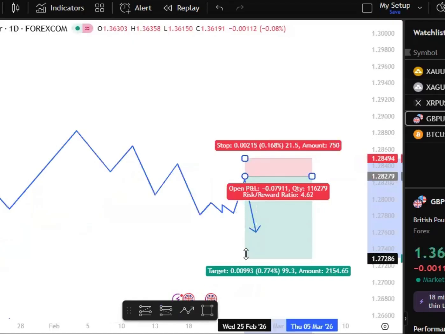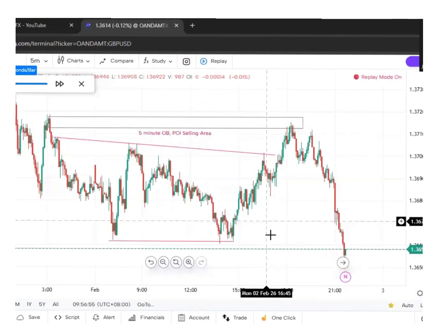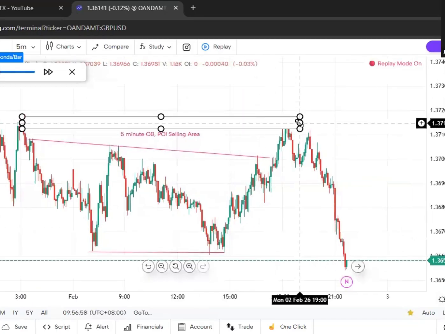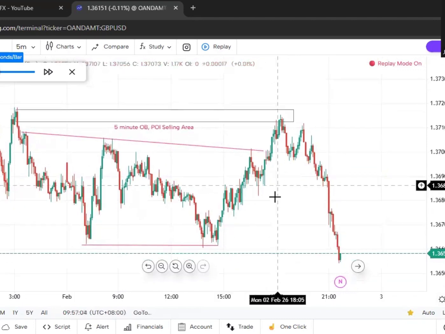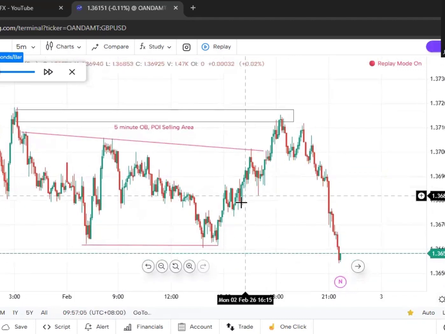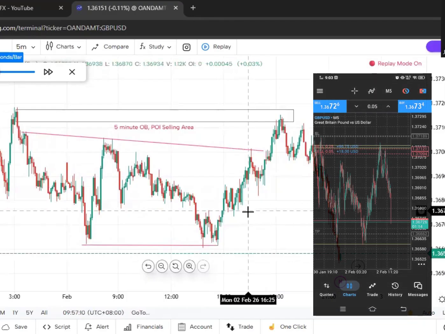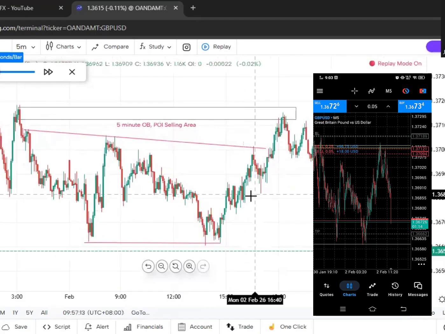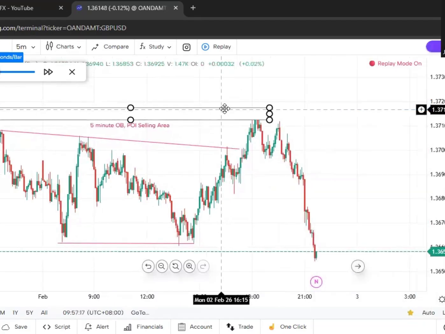Okay, so everything lined up perfectly. So what did I do? I placed a sell limit, not a market order, not chasing price, not entering emotionally, just a calm, planned, and calculated sell limit. You can see my proof right now that I personally entered this trade. In this trade, my stop loss is only 7 pips. My target is around 50 pips.